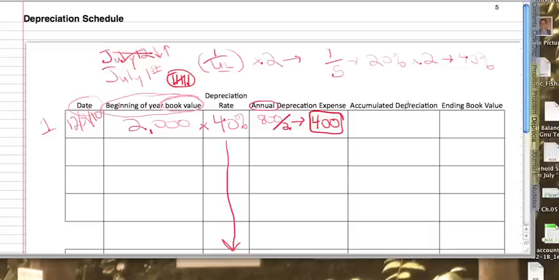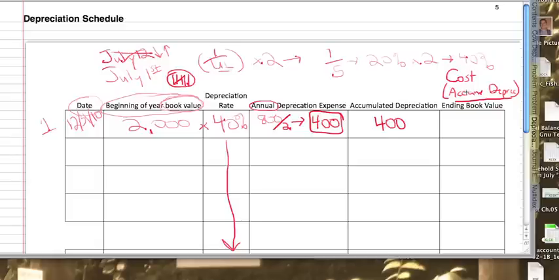Accumulated depreciation represents the amount of depreciation that we have accumulated so far. How much has this thing been recorded as wearing out in our books to date? And so far it's $400 because we just bought the thing. So 400. My ending book value is always going to be this formula: cost minus accumulated depreciation.